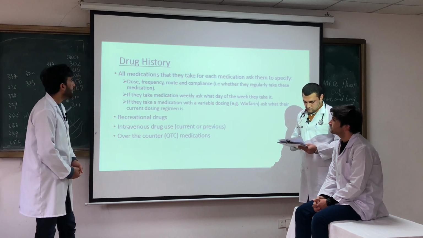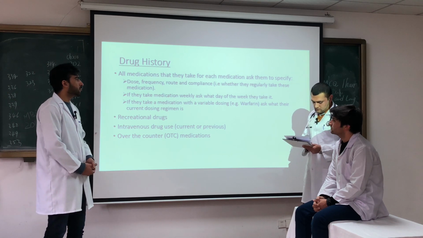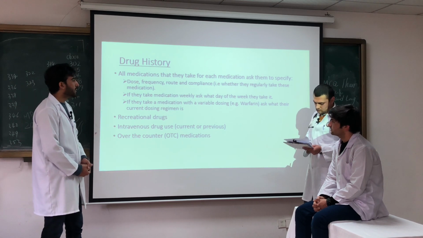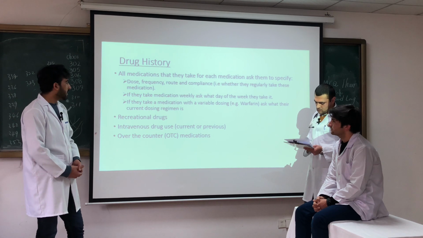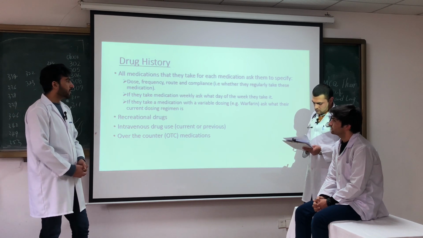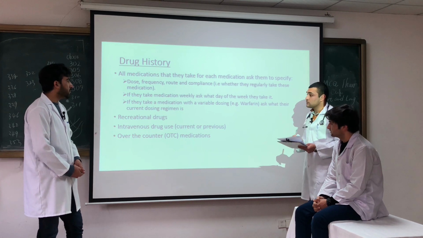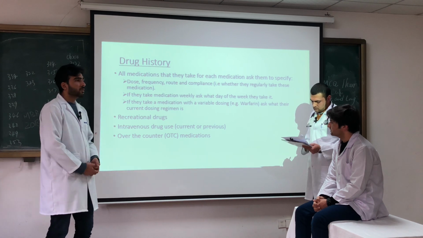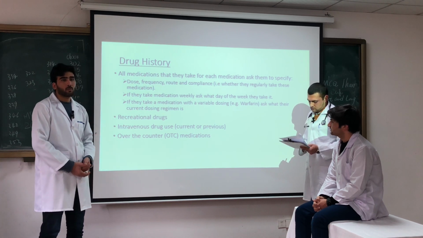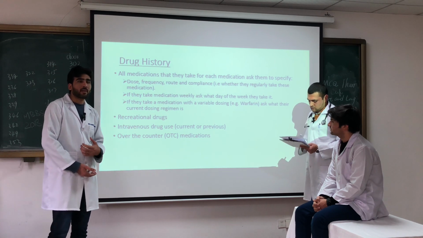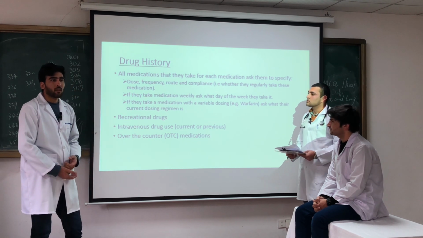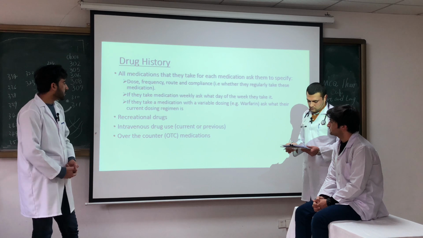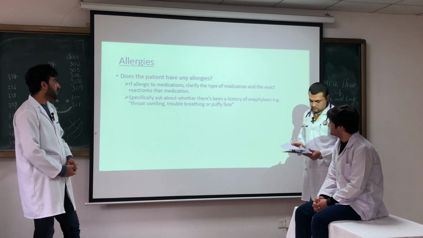Okay. So next we will discuss the drug history. In the drug history, ask about all medications they may take. For each medication, ask them to specify the dosage, frequency, route, and compliance, whether they take it regularly. If they take a medication weekly, ask what day of the week they take it. If they take a medication with variable dosing, like warfarin, ask their current dosage. Also ask about recreational drugs, like analgesics and stimulants, heroin and other drugs like morphine, intravenous drug use, current or previous, and over-the-counter medications.